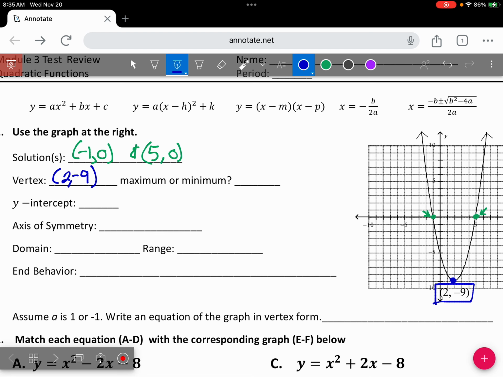My pen is being a jerk. Is it a maximum or a minimum? Minimum. It's a low point. What? My pen is being such a jerk today.